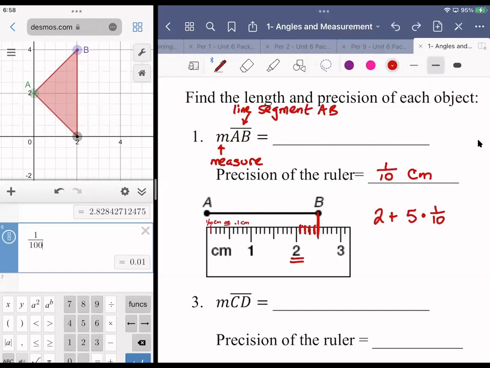So 2 plus 5 times 1/10. Well, 5 times 1/10 is 5/10, which is 1/2. So 2.5. But you kind of knew that just by looking at the picture anyway. So you would say 2.5, or 2 5/10, or you could just say 2 1/2.